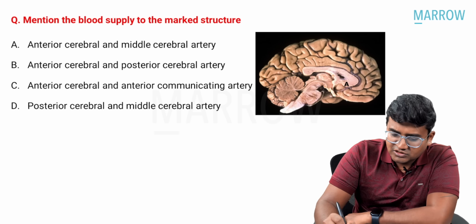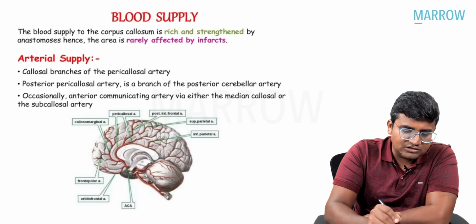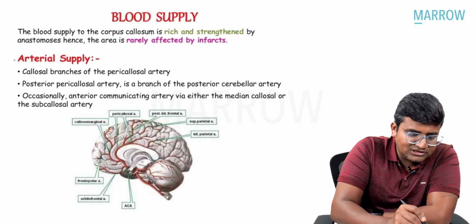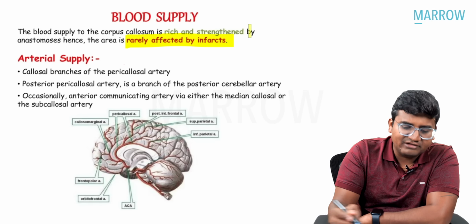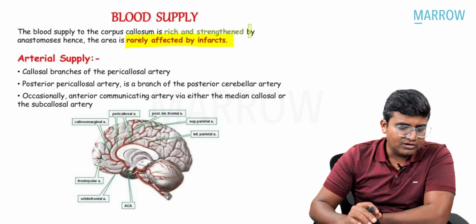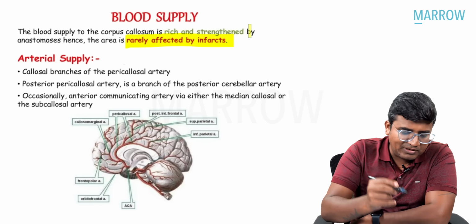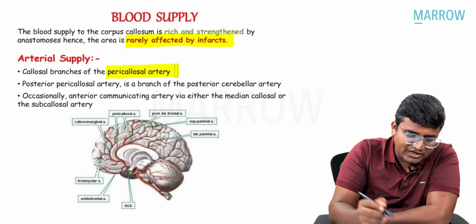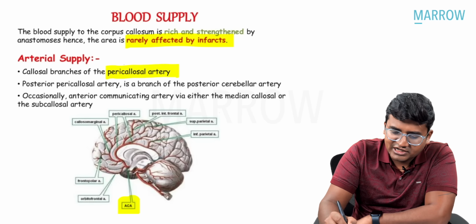Now the corpus callosum, the blood supply to the corpus callosum is rich and strengthened by anastomosis. So the corpus callosum is very rarely affected by infarct. First basic point. Now what is the blood supply to the corpus callosum? The corpus callosum is supplied by the pericallosal artery. Now the pericallosal artery is coming from the anterior cerebral artery.